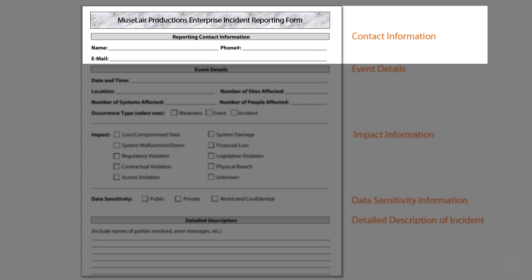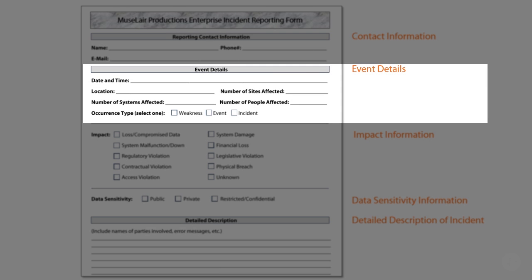At the top, there's a contact information section that gives you some of the details about the person that reported the incident in the first place. You may need to reach out to that person again in order to gather additional information, so having this can be vital.